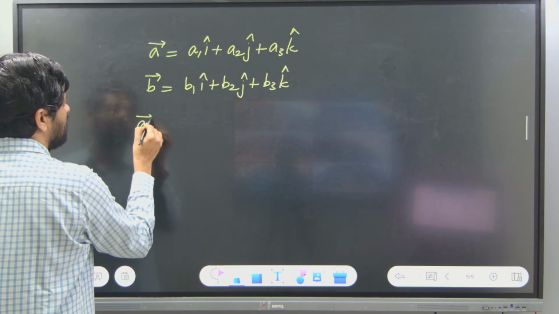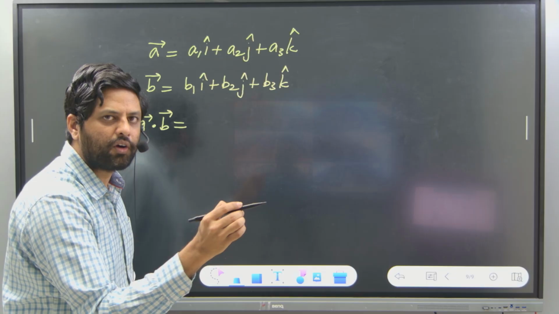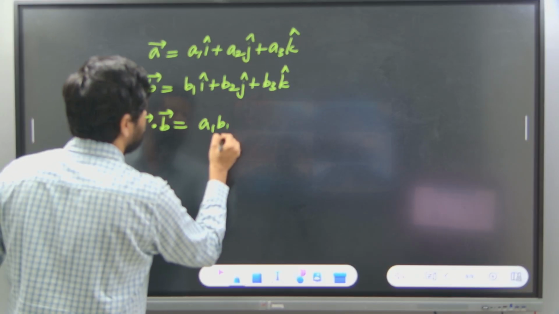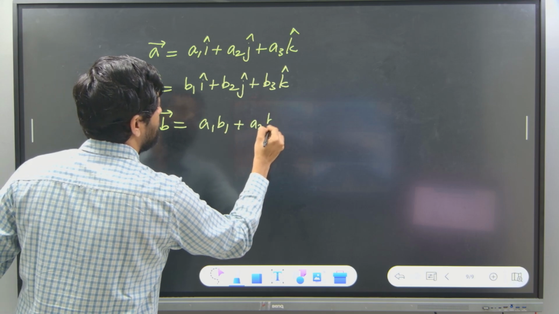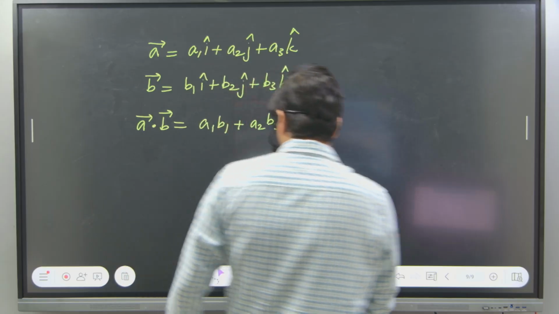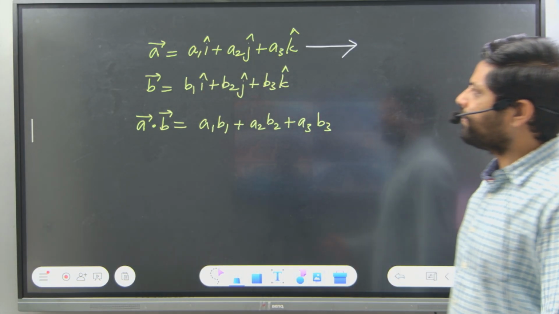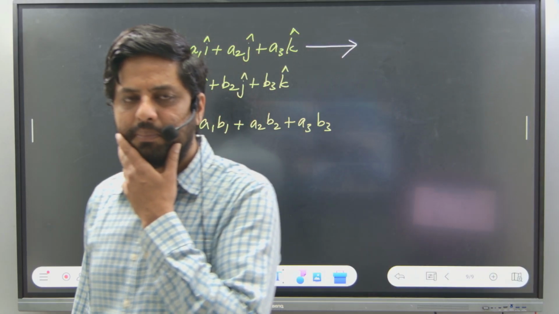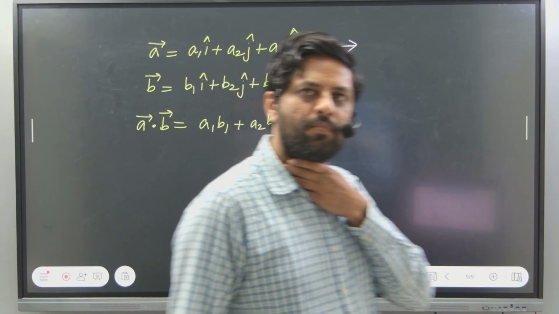Okay, what happens with A dot B then? What is the formula? A1 B1, x component multiplied by x component, plus A2 B2 plus A3 B3. Now, can anyone tell me why we write it in this format? What does it mean? A1 I cap, A2 J cap, what does it mean exactly? Can anyone tell me?